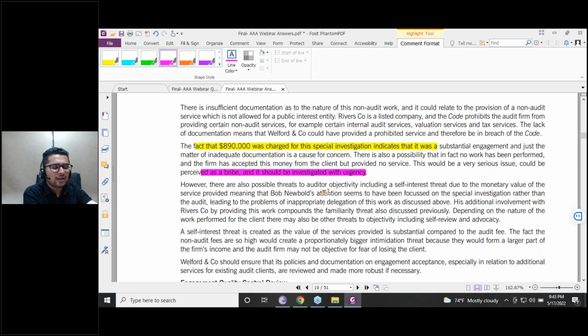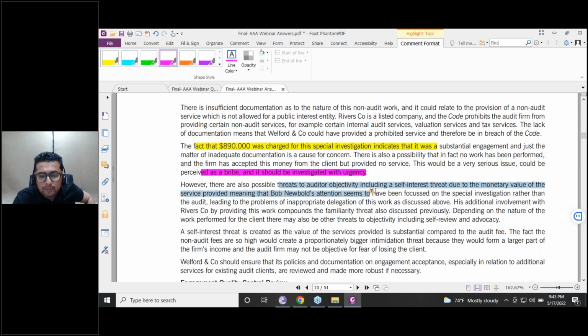So what's the issue? The client has assigned the audit partner $890,000 for some non-audit work. There is no detail with respect to that non-audit work. What was that? How did they approach it? How did they manage that work? So this could be a bribe. This is again an ethical issue, and there are also possible threats to auditor objectivity, including self-interest threat.